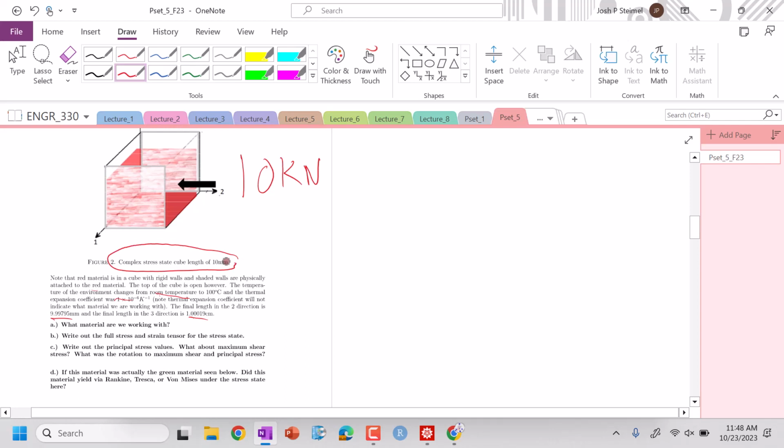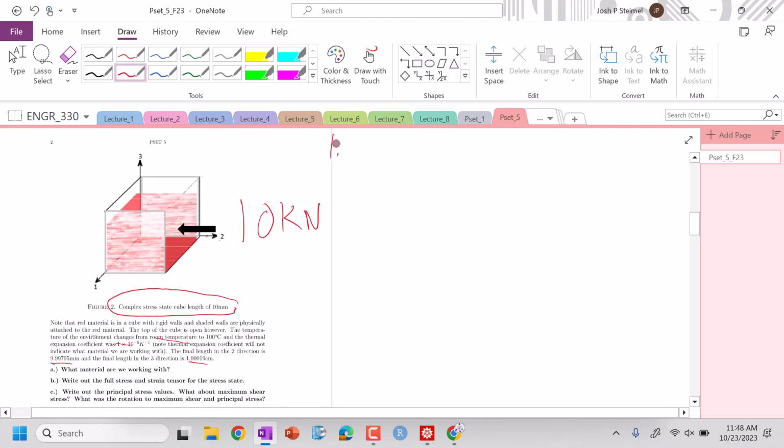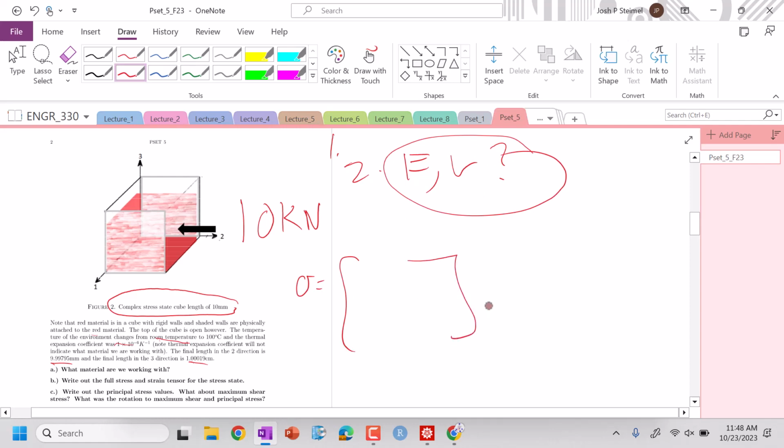So we need to figure out what material we're working with, the stress and strain tensors, and all those values. So first step is our coordinate system. We're in the coordinate system here. Second step is material. We're not told what material, so Young's modulus and our Poisson ratio are unknowns. So we don't know what these values are. Now, let's write out the values for our stress and strain tensors.